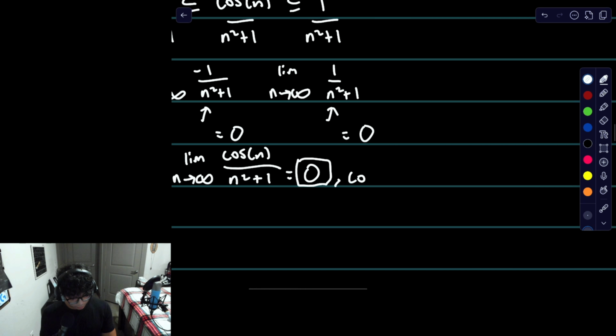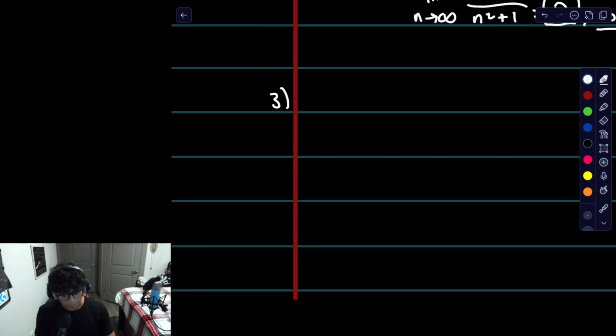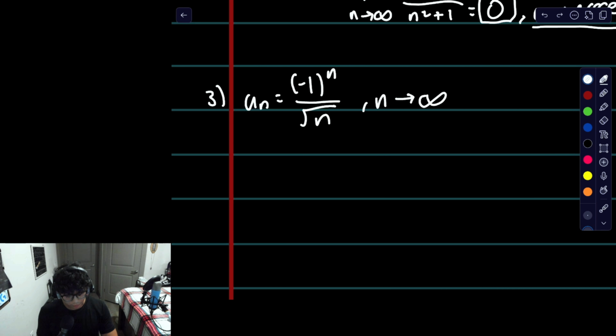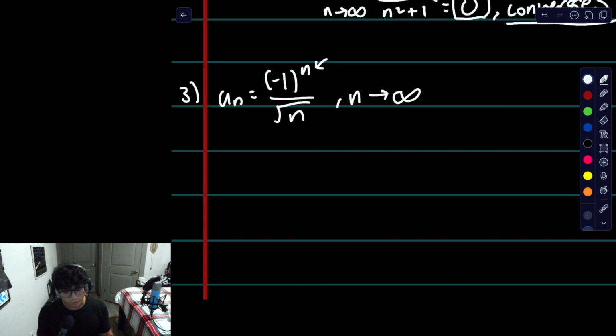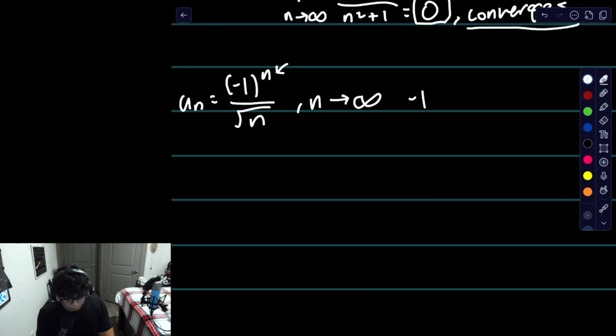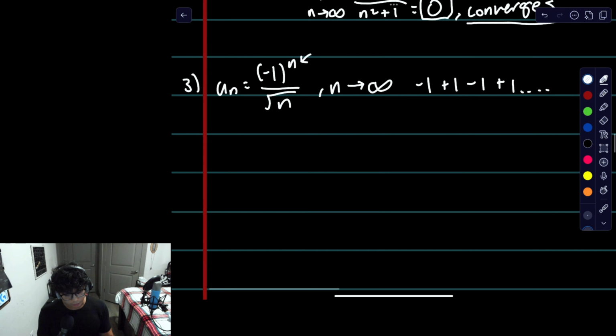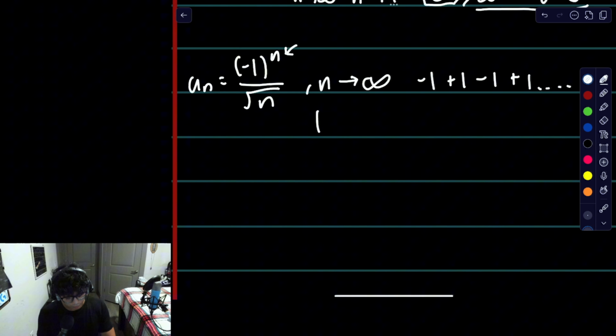So our limit as n approaches infinity of our cosine of n over n squared plus 1 approaches 0, which of course converges. So let's let our third problem be a of n equals -1 to the n over the square root of n. And then let's find it as n approaches infinity. So if you notice, plugging in 1, 2, 3, and 4, and then etc. to your n alternates from -1 to +1, -1 to +1, and it just keeps doing that. So what you're going to want to do when you see an alternating sequence like that is to use an absolute value, which is going to be the absolute value theorem.